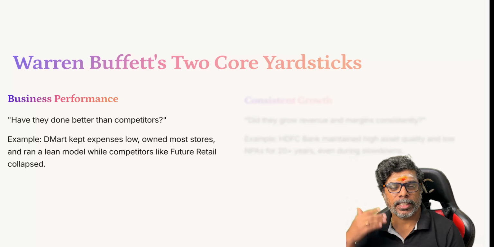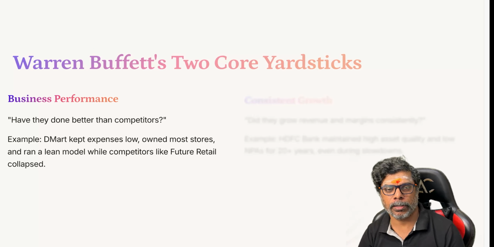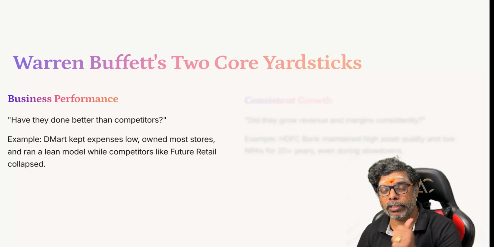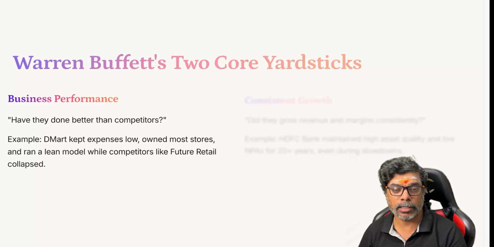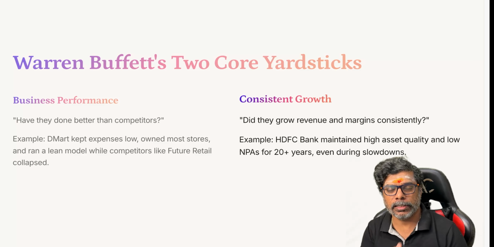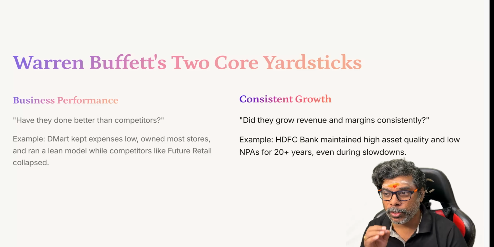Likewise, they are trying to reduce the operational cost so that they give more value to the shareholders, and they are trying to be more competitive with other retail competitors, because the main cost in this retail business is your real estate, the place where you sell your product. So that is the key thing. And the second part is consistent growth. Are they showing consistent growth year on year? Example, HDFC Bank. They maintained high asset quality and low NPAs for almost 20 years.